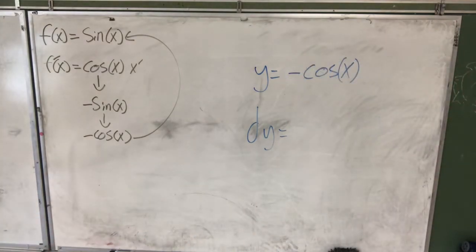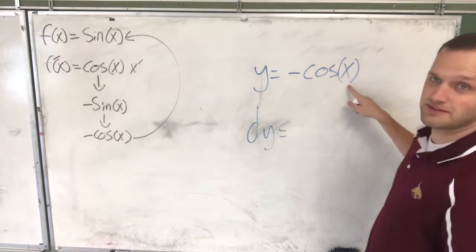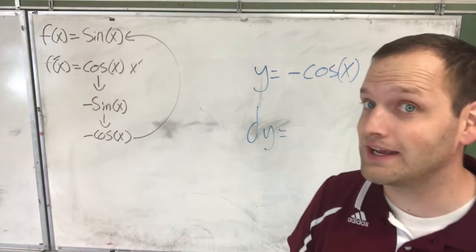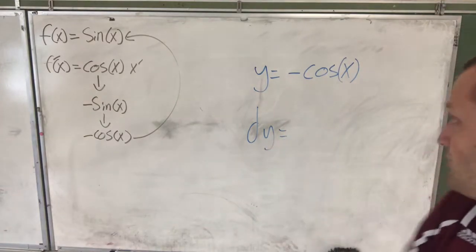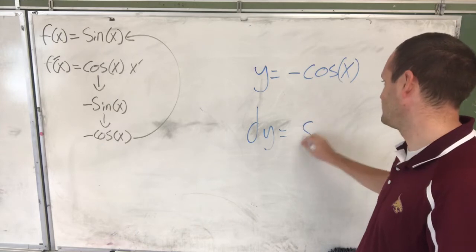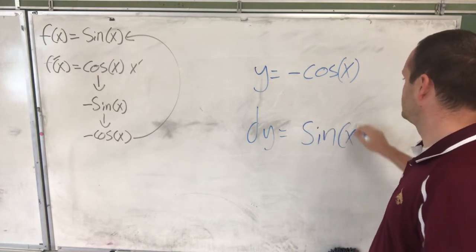Another really quick problem. We've got negative cosine of x. Well, what is the derivative? Remember, whenever you're taking the derivative of cosine, the sign changes. So if it was negative, it's going to be positive now. Cosine goes to sine x dx.